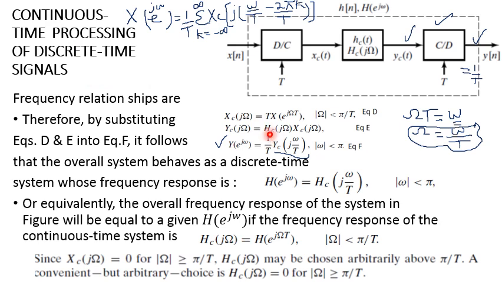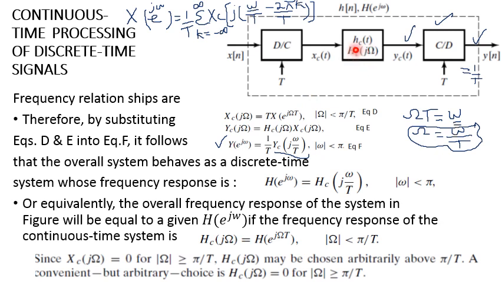So I hope you understand how you get this one. This is your input signal. When you convert the input signal, which is discrete, into a continuous one, you get this equation. Now this is your continuous time signal, and this continuous time signal goes through the system.